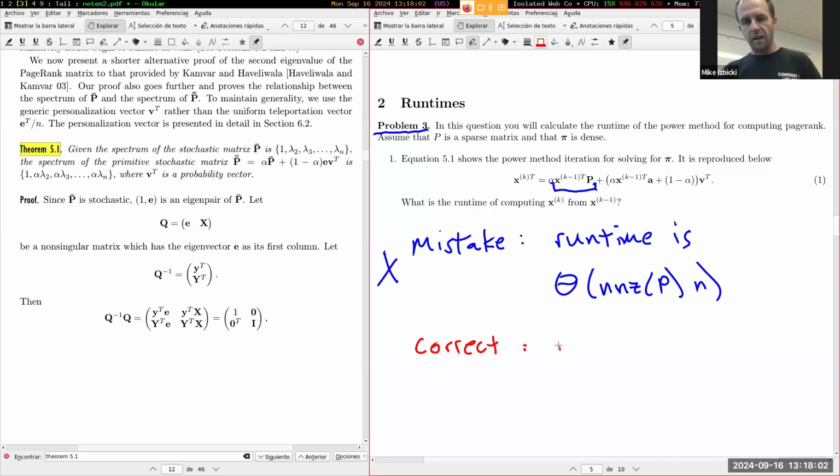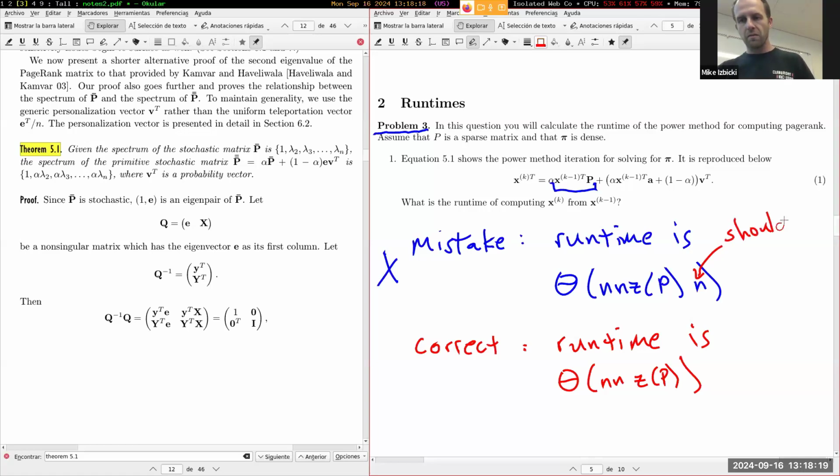What it should be is that the runtime is just theta of nnz of p. This extra n over here, this is the part that shouldn't be there. The n shouldn't be there.